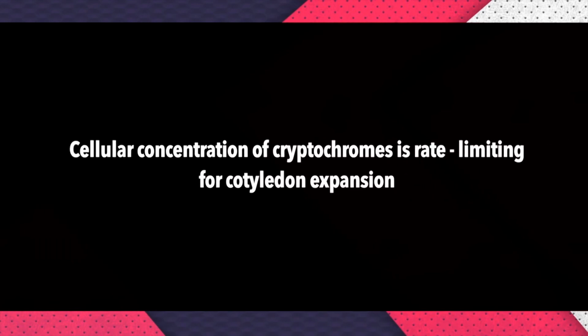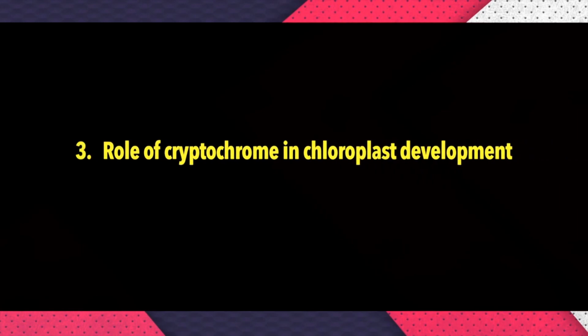Transgenic seedlings overexpressing either Cry1 or Cry2 show larger cotyledons than those of wild-type seedlings grown under blue light, suggesting that the cellular concentration of cryptochromes is rate limiting for cotyledon expansion. The contrasting effect of cryptochromes in inhibition of hypocotyl and cotyledon expansion suggests that different signaling mechanisms are involved in the two organs. Number 3. Role of cryptochrome in chloroplast development.